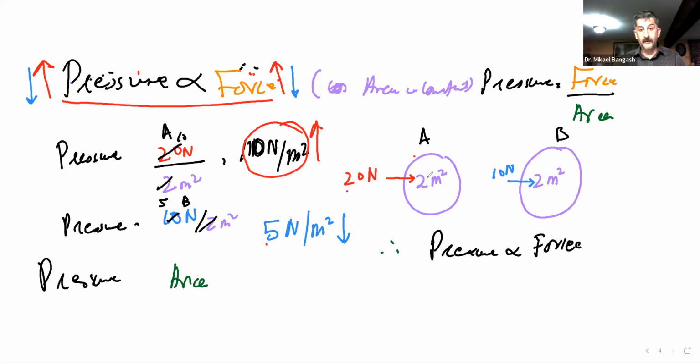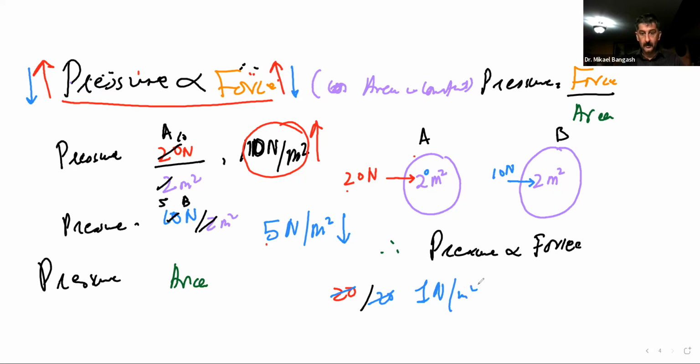Or we can say 20 newtons on a 20 square meter area. In this case, you will have a lesser pressure than you have over here. Because when you do the math here, it becomes 20, which is your force, divided by 20, which now is your new area. And what does the pressure become? It becomes just 1 newton per meter square.